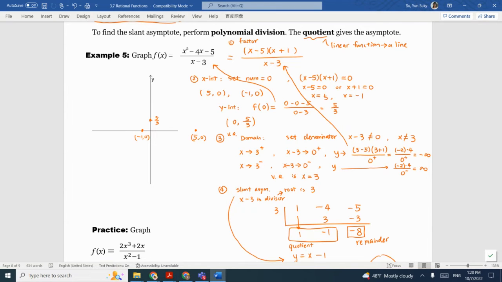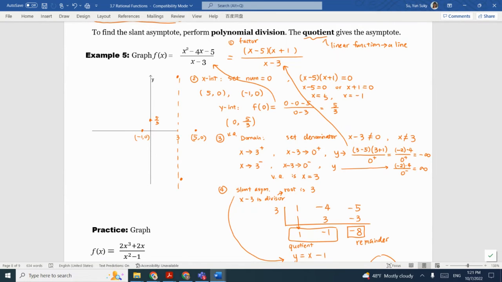Vertical asymptote x = 3, let's say 3 is right here. We have a vertical asymptote. And when x goes to 3 from the right-hand side, y goes to negative infinity, so up or down? Down. So you put a little dot right here. And when x goes to 3 from the left, y goes to infinity, up or down? Up. So you put a dot right here.